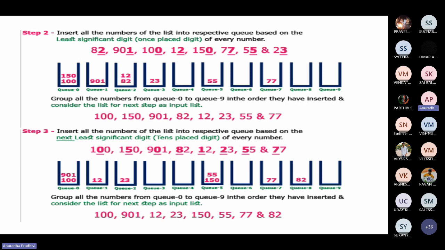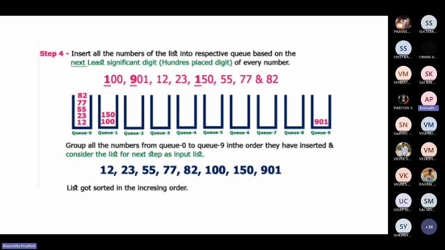Next step, we have to consider the next least significant digit, that is nothing but the most significant digit in this number. See here, 1, 9. Here there are only 2 digits in that number, so we need to consider this as 0, 0, 1, 2, 0, 2, 3, 0, 5, 5, 0, 7, 7, 0, 8, 2. Now it is 100, so 1, 9, 0, 0, 1, 0, 0, 0.